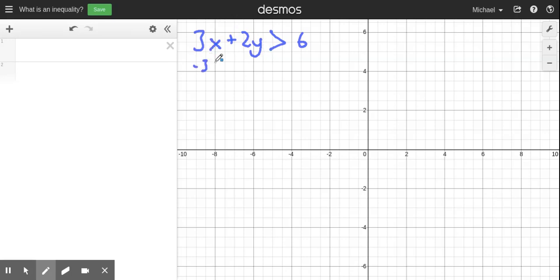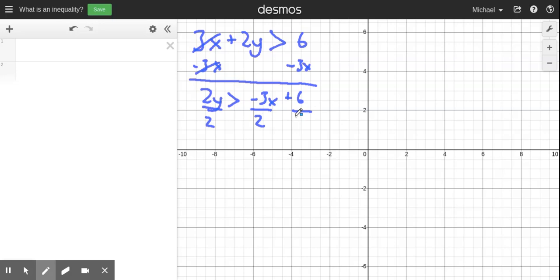Now, hopefully at this point, that's not going to be something that's too unfamiliar to you. So subtract 3x from both sides. I get the 2y by itself, greater than. Now I'm going to put this in the normal order. So I'll put the x term first, so negative 3x first, and then plus 6. Divide by 2. Divide everything by 2.